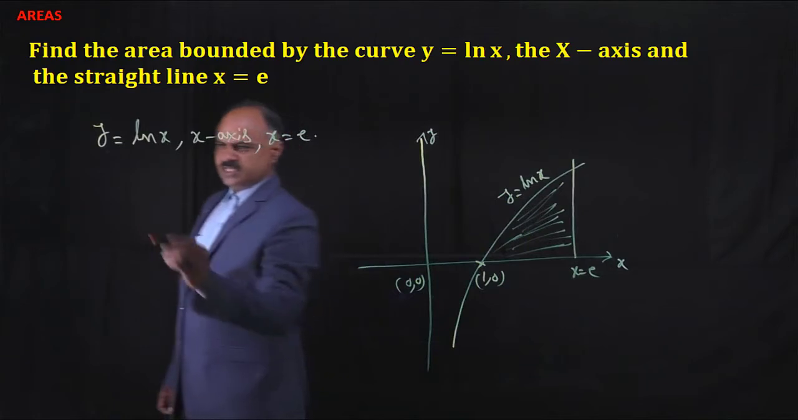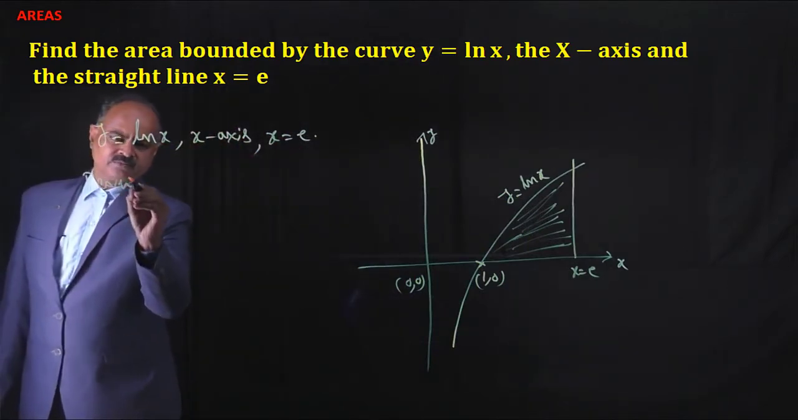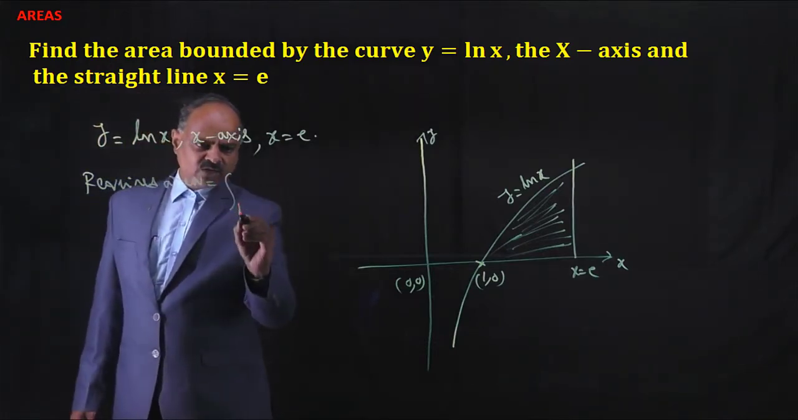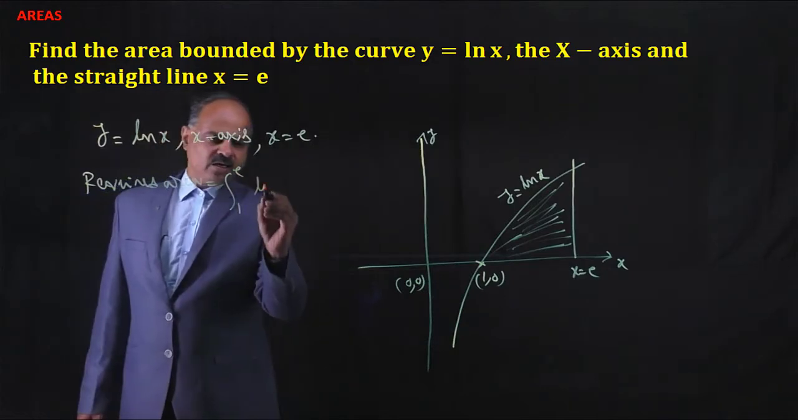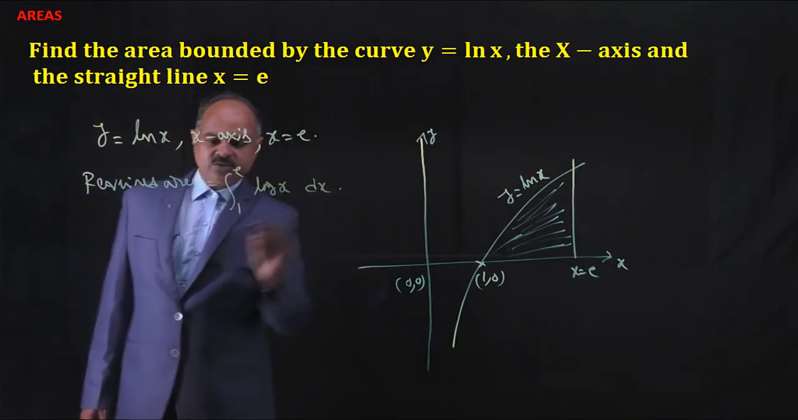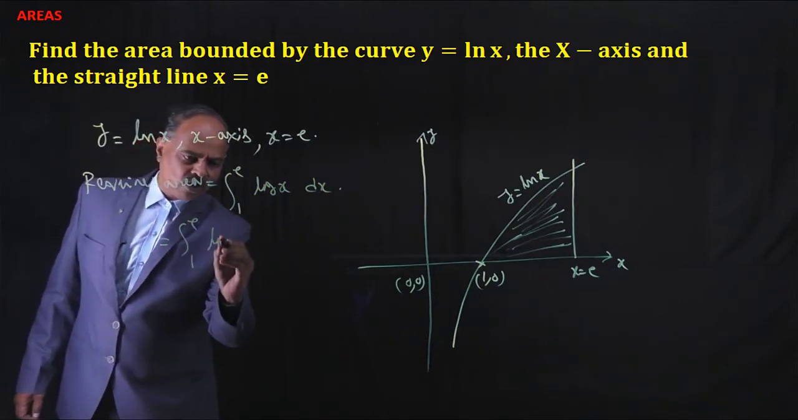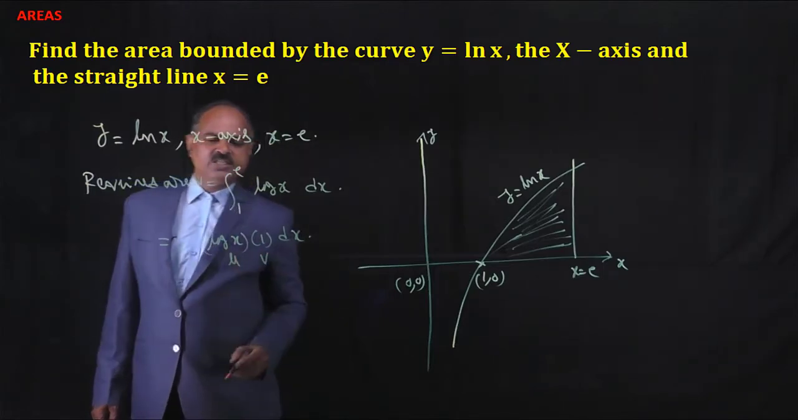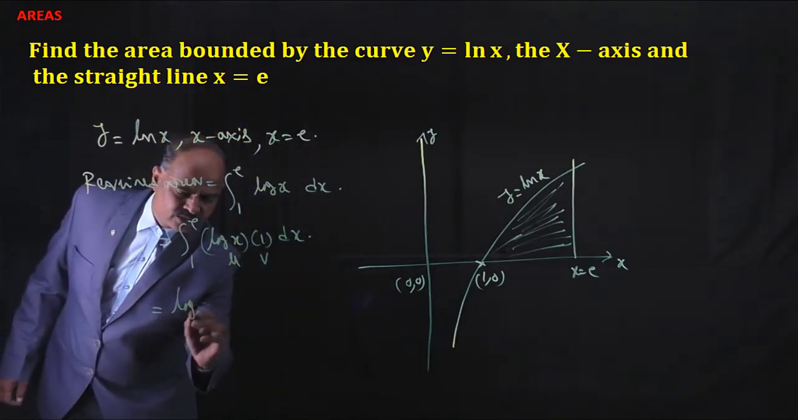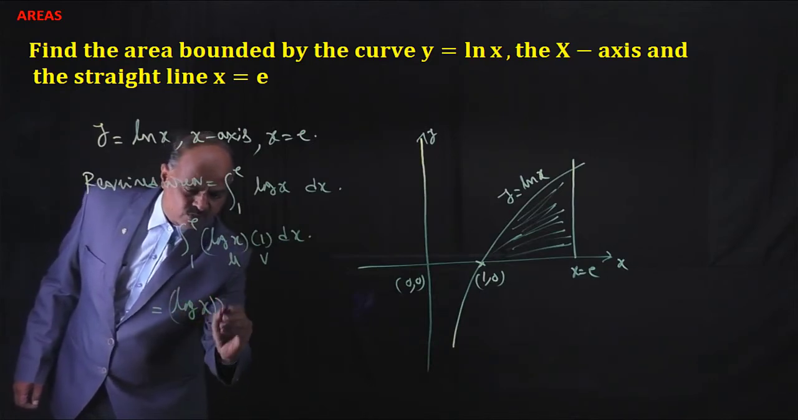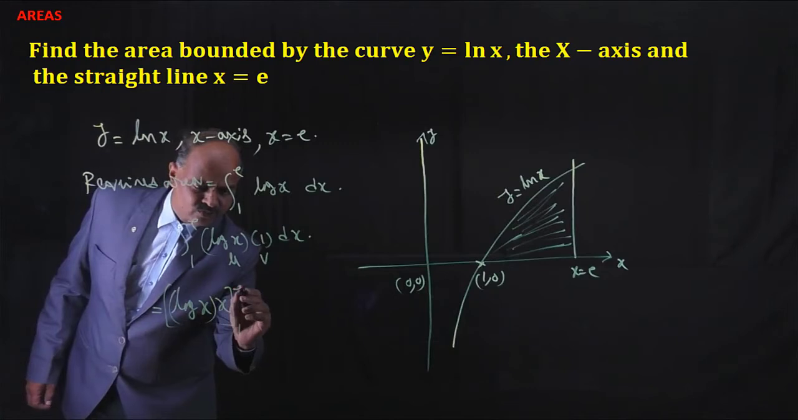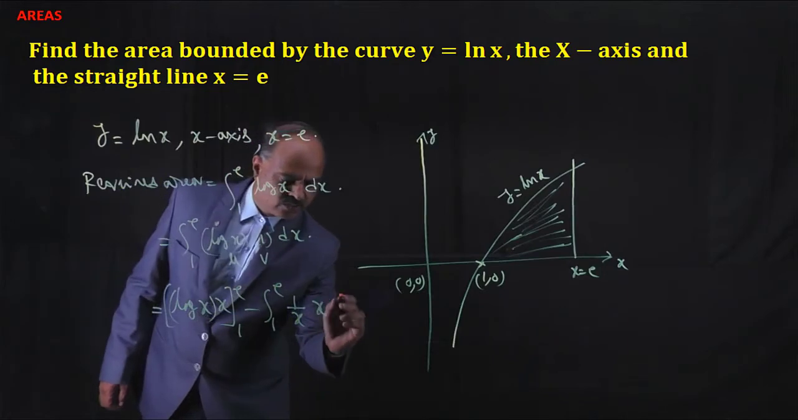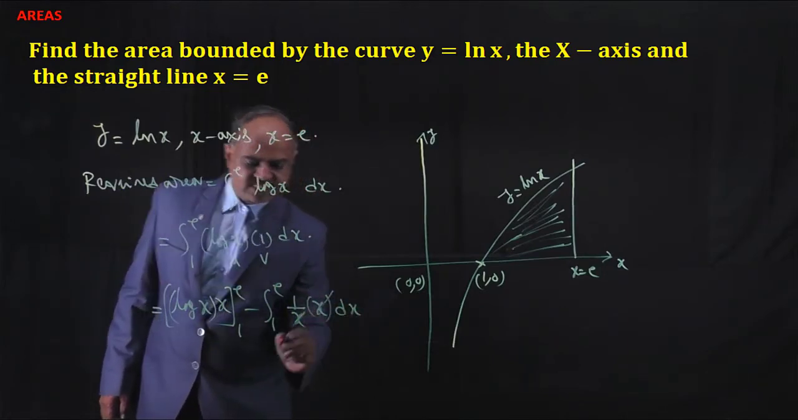So the required area is the integral from 1 to e of log x dx. Now this can be written as the integral from 1 to e of log x into 1 dx. Applying integration by parts, with log x as u and 1 as v, log x into the integral of dx, which is x, limits 1 to e, minus the integral from 1 to e of the derivative of log x, which is 1/x, into x dx. Here this x and x get cancelled.